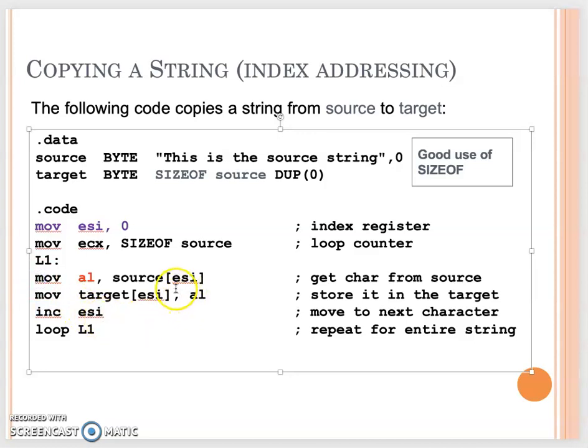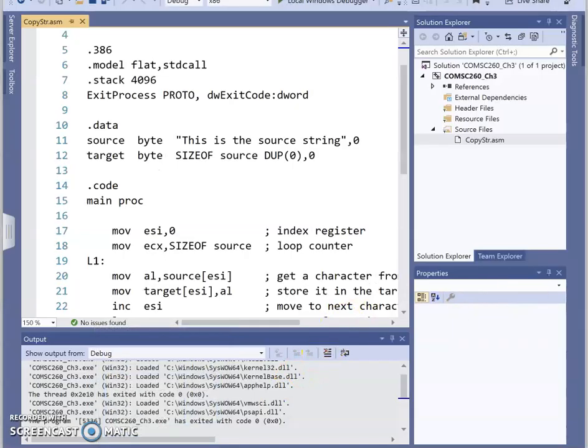The most important thing is you will see the difference between the index addressing and what we did before, where we used indirect addressing to copy the string. Of course, make sure you run this program on your IDE. So let's see how it looks when we run it in the IDE.